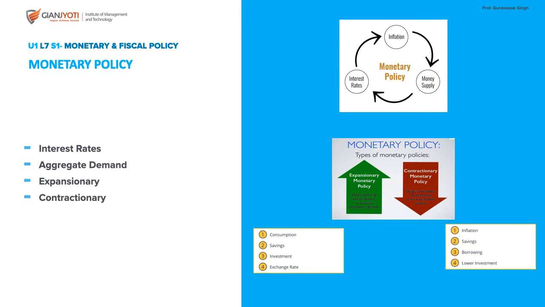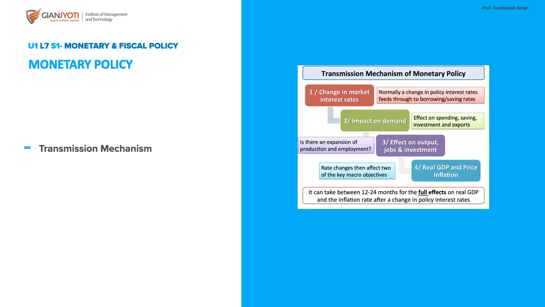So when GDP is growing, there is a lot of money, you want to curtail the money, you want to have better savings. So what you do, you increase the interest rate. You want to contract the money supply. So you want to reduce the aggregate demand. So as a result, what happens when you increase the interest rate? The inflation goes down, the savings go up, the borrowings go down, and there will be lower investment. So that is how the monetary policy is played by the central bank.